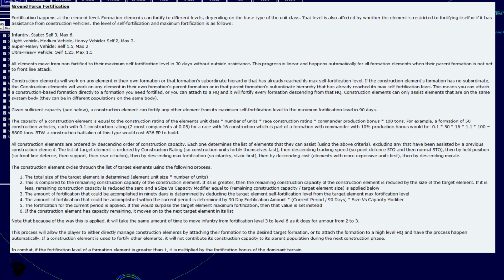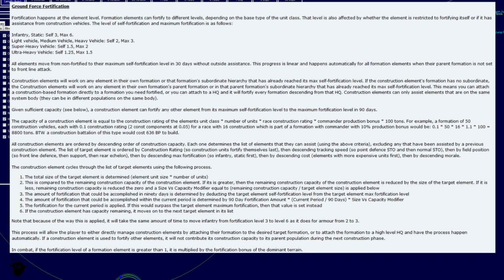It's also a lot easier to hide a couple hundred people than it is to hide a 2, 3, 5, 800 ton tank. All elements move from non-fortified to their maximum self-fortification level in 30 days without outside assistance. This progress is linear and happens automatically for all formation elements when their parent formation is not set to frontline attack. Construction elements will work on any element in their own formation or that formation's subordinate hierarchy that has already reached its max self-fortification level.